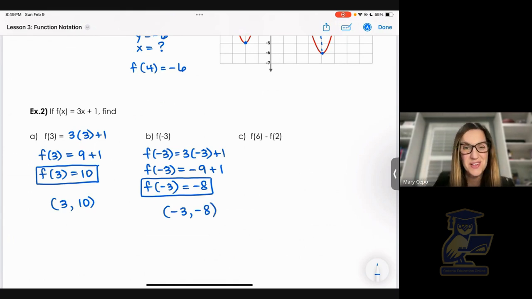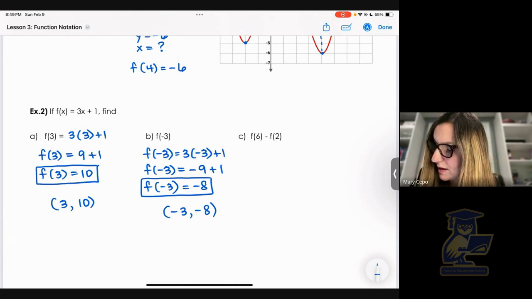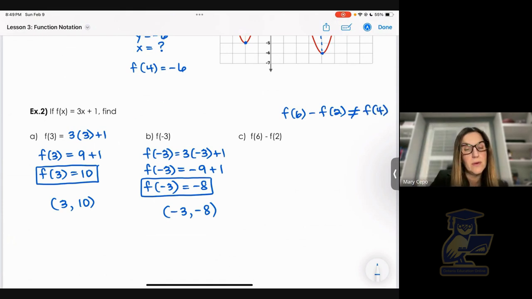C, a little bit trickier. We have f at 6 minus f at 2. Keep in mind, f at 6 minus f at 2 is not equal to f at 4. Okay? We are to simplify for what f at 6 is and then subtract that from what f at 2 is. So what I suggest is that we do it separately.